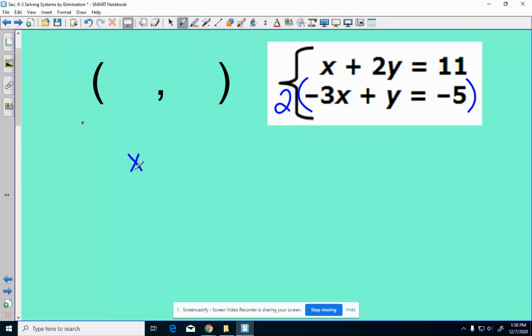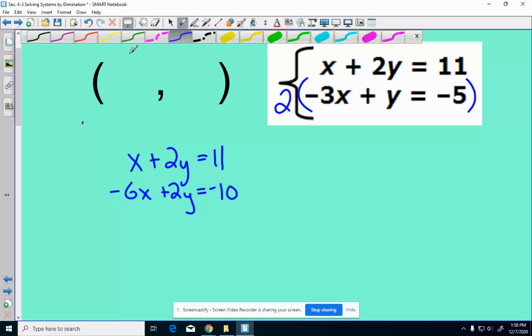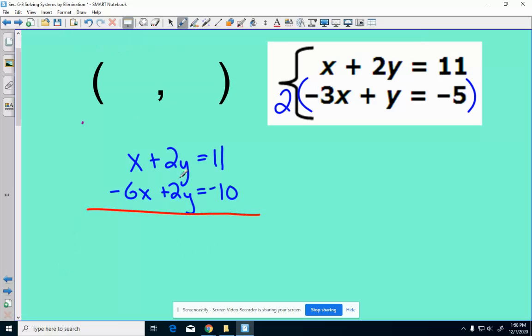So if I take the top equation, I get x plus 2y equals 11. Nothing changed there. But in the bottom one, if I multiply everything by 2, I get negative 6x, a positive 2y, and a negative 10. And at this point, hopefully you're recognizing that those y coefficients are exactly the same. So how do we make two things that are the same go away? We subtract. That leaves me with 1 minus negative 6. Minusing a negative is really addition, so I get 7x.